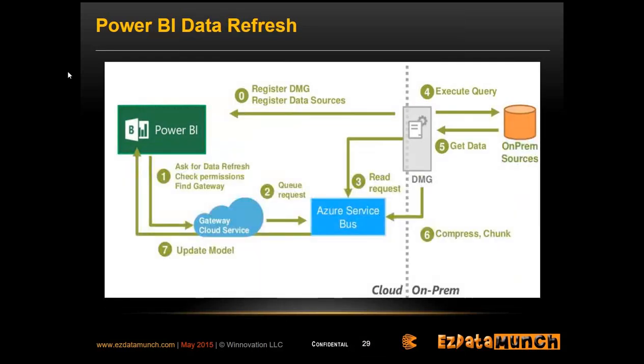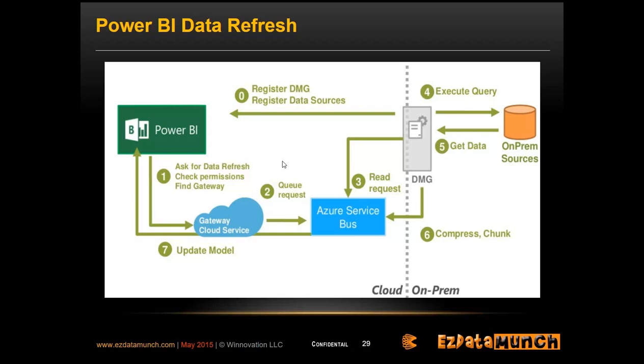So how the data refreshes will work. If you can see using this diagram here, Power BI will ask for a data refresh, check the permission, and find the gateway. Now the gateway is going to send a request to Azure service, which is the data management gateway is going to deal with. Azure Service Bus will send that request to the data management gateway.